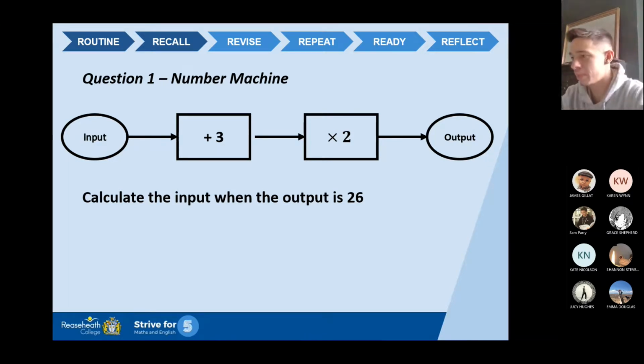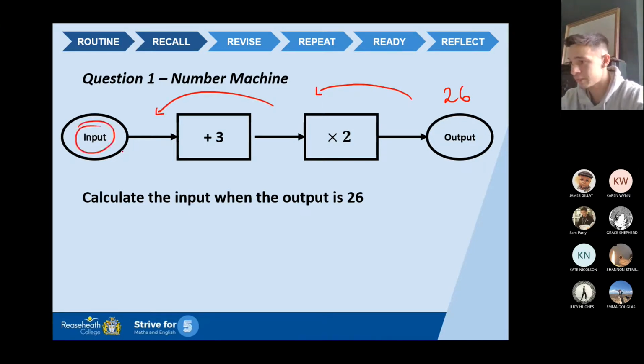So number machine, input plus three times two gives us the output. Now, as they say, calculate the input when the output is 26. So what we need to do here is realize that the output is 26. So 26 belongs at the end of the number machine. Okay. So that means if we want to work out the input, we have to go backwards. We have to do the reverse, do the opposite. So we're going to go backwards to work out what this is here.